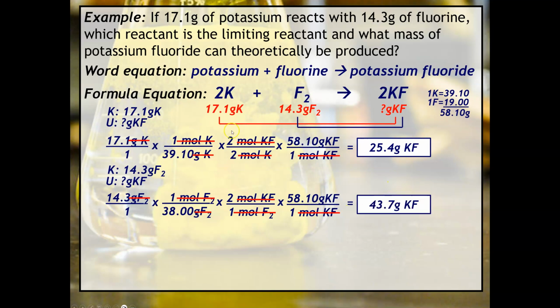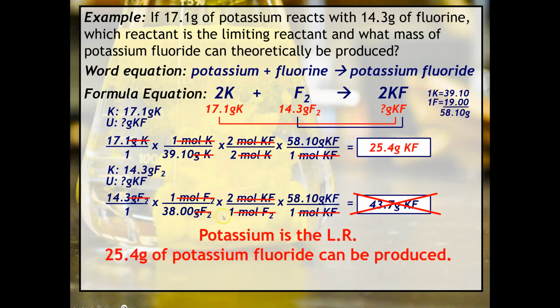So in this example, we're going to pick the one that's limiting. Our limiting reagent is going to be the one that gives 25.4 grams of potassium fluoride. Okay, so that's basically saying potassium is the limiting reactant, because only 25.4 grams of potassium fluoride can be produced.